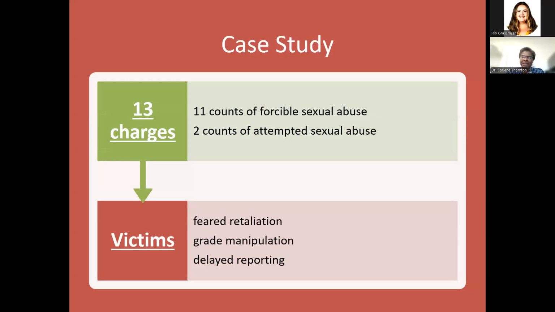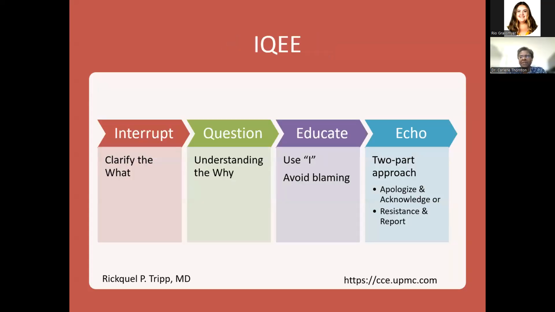And the victims, when they did come out, this is what they said. They feared retaliation. They thought that they would fail the class, that their grades would be changed. And that's why they delayed reporting. Some said they didn't report because of the fear of retaliation and grade manipulation, but they also weren't comfortable and they just didn't know what was going to happen. And they also thought that since they didn't report it the first time, nobody would believe them or they would be blamed as if it were their fault.